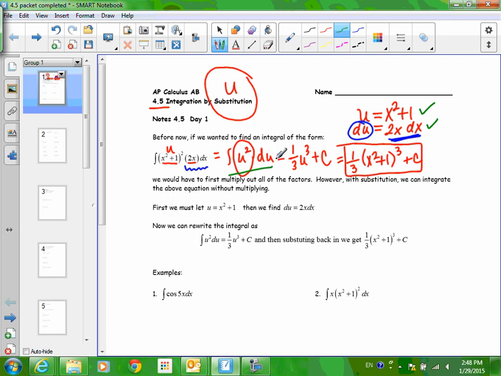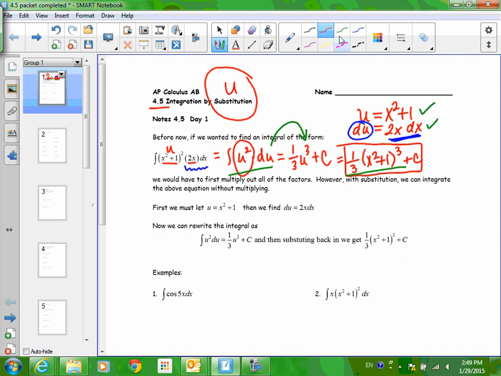From there, once you're all in u, then you get to integrate. And then you do the substitution again. So it's kind of like setup, substitution, integration, substitution. And that's the process we're going to follow each time.